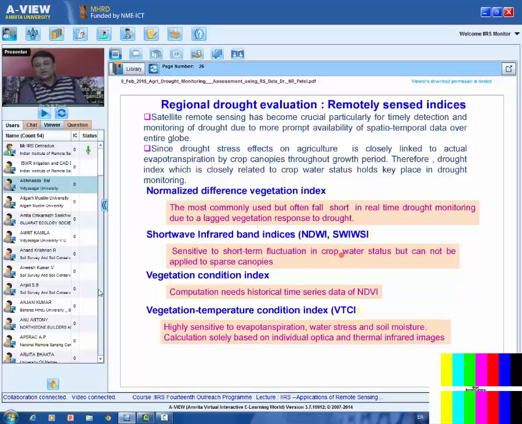So it is more sensitive to real-time drought monitoring or short-term fluctuation. Another is the vegetation condition index. This is also a derivative of the normalized difference vegetation index, but it depends on historical data. Why do we need to use historical data?